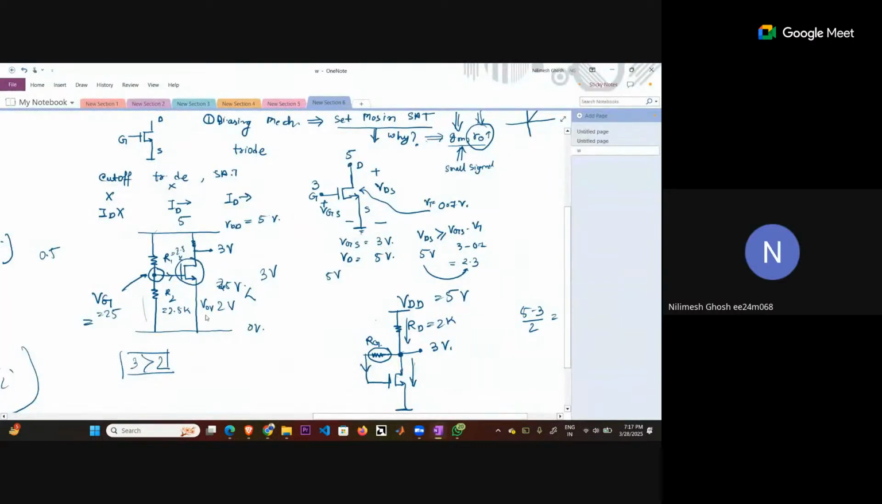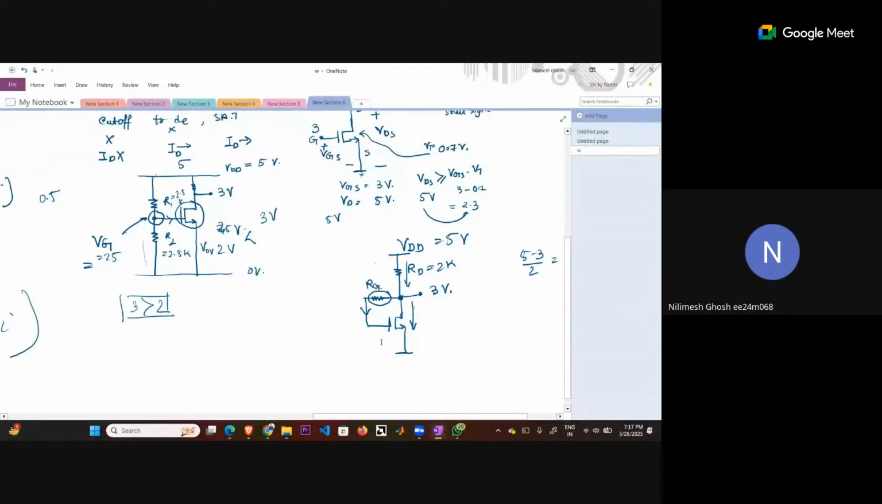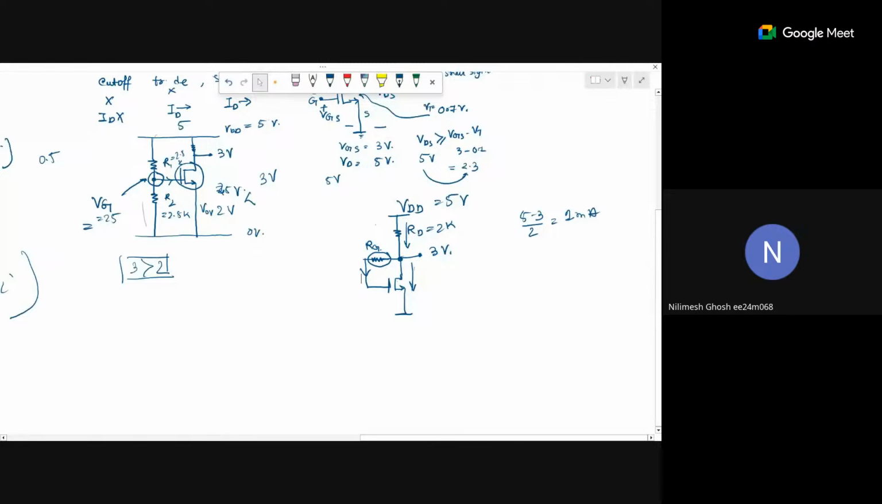So my question is, is there any drop in RG or not? No, sir. No drop. So if there is no drop here in RG, what is the voltage here in gate? 3 volt. So if the gate voltage is 3 volt and the drain voltage is 3 volt, then let's say VT is also 0.5 volt, given.